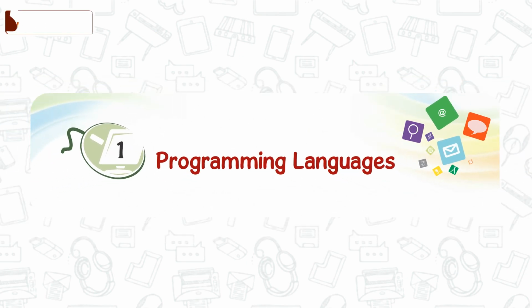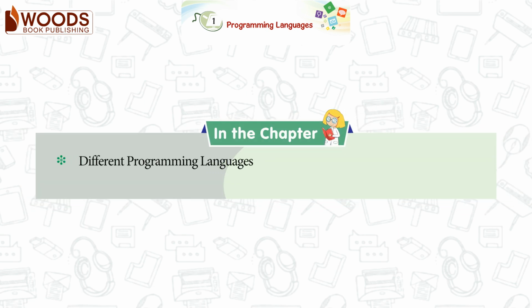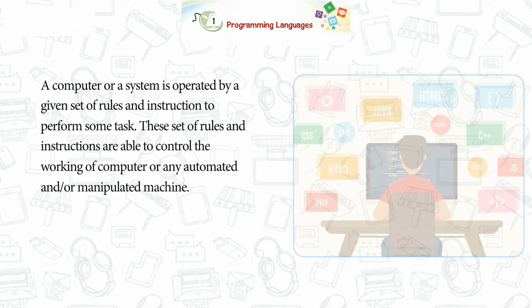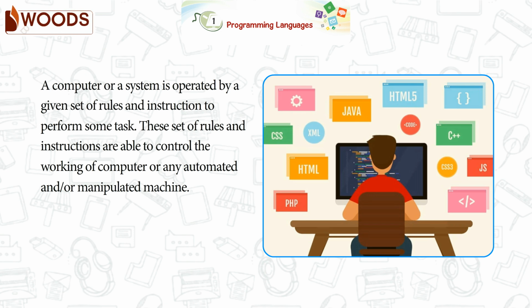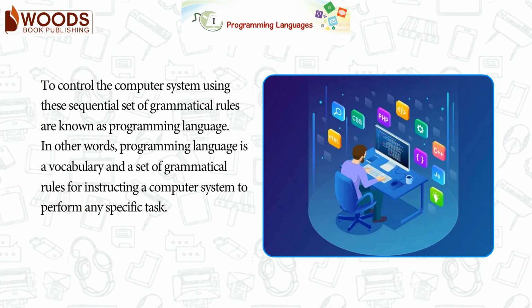Chapter 1. Programming Languages. In this chapter, different programming languages. A computer or a system is operated by a given set of rules and instructions to perform some task. These sets of rules and instructions are able to control the working of a computer or any automated and/or manipulated machine. To control the computer system, this sequential set of grammatical rules is known as programming languages.